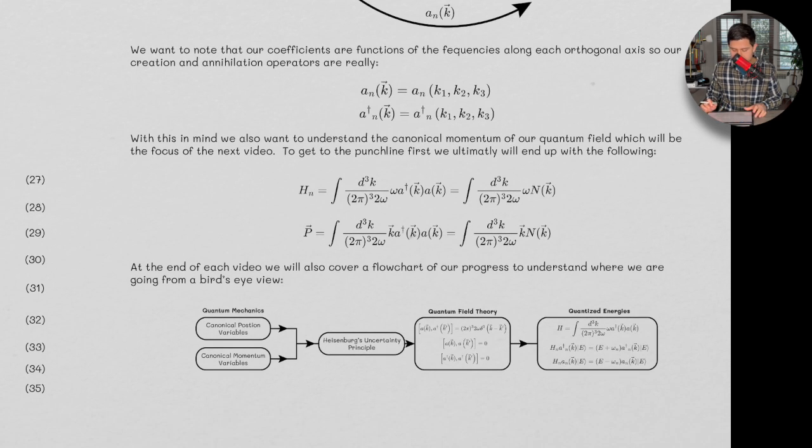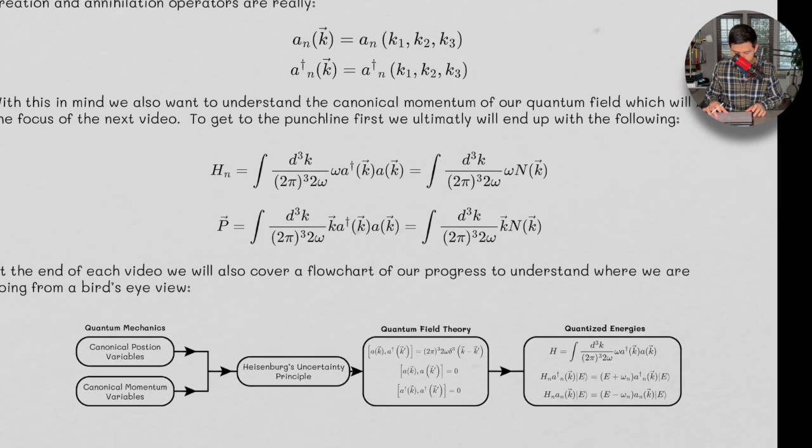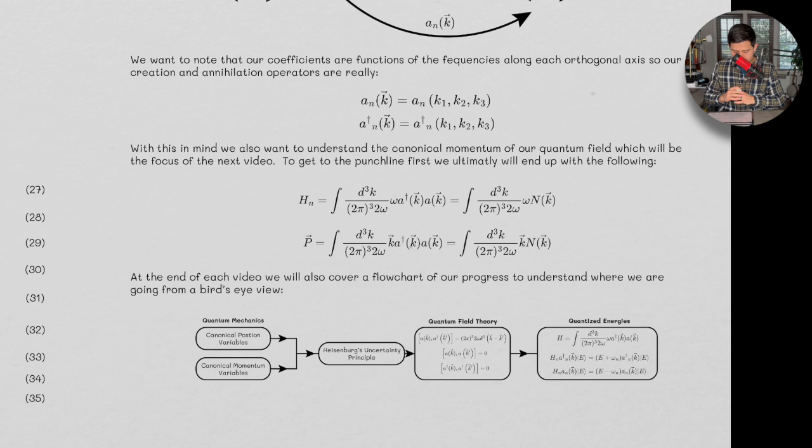With this in mind, we want to understand the canonical momentum of our quantum field, which will be the focus of the next video. So to get to the punchline first, what we want to derive now is this guy right here and this guy right here, where a dagger A is going to give us the number of particles in our volume. Okay, that's going to be called the number operator. We'll focus a little bit less on this, but we're going to derive this thing in the next video, and then we'll make sense of how these n's work also, either in the next video or in the video after that.